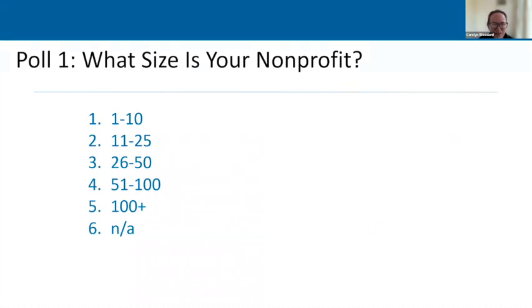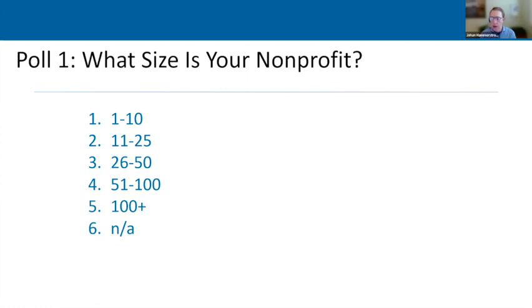One of the major factors in what kind of IT staff you need to have is the size of your organization. So I'm going to start this poll. Go ahead and launch it. You should be able to see that. You can answer. Johan, if you wouldn't mind reading the different levels that people can answer.